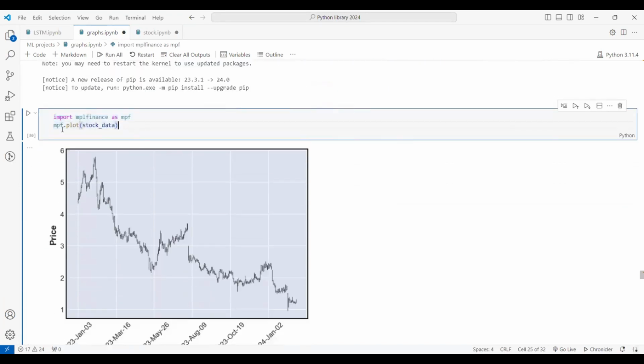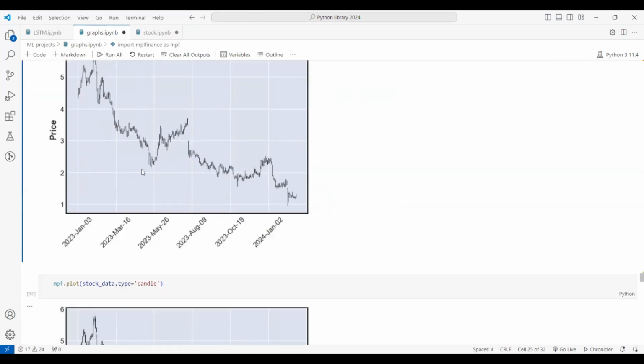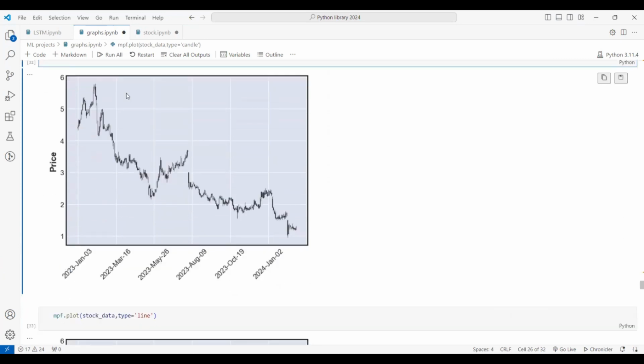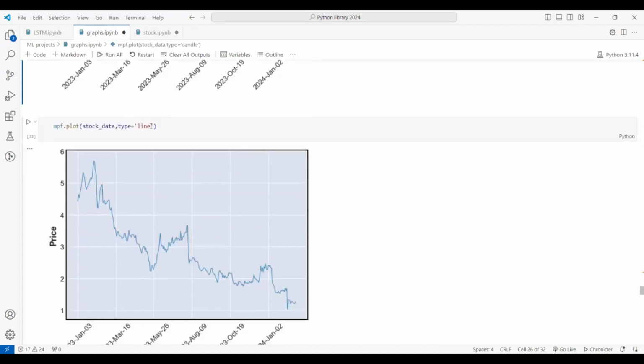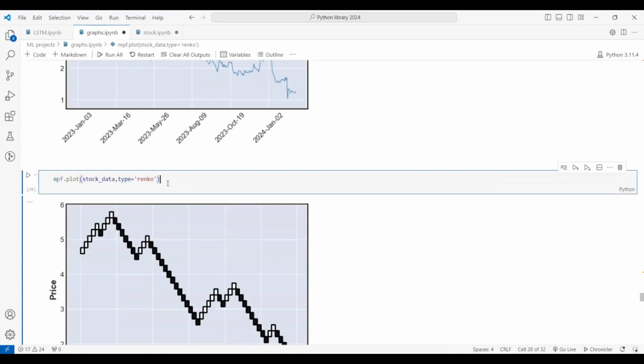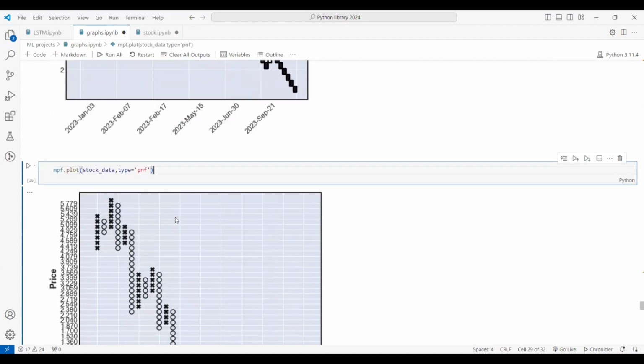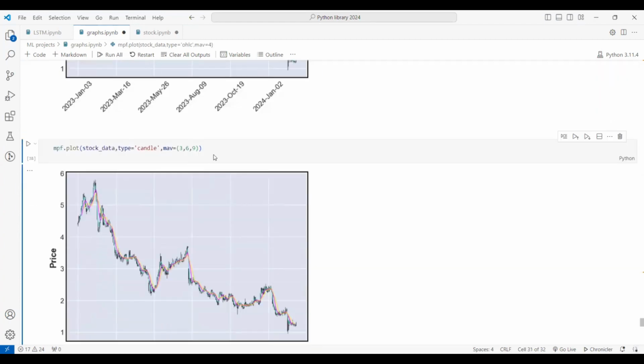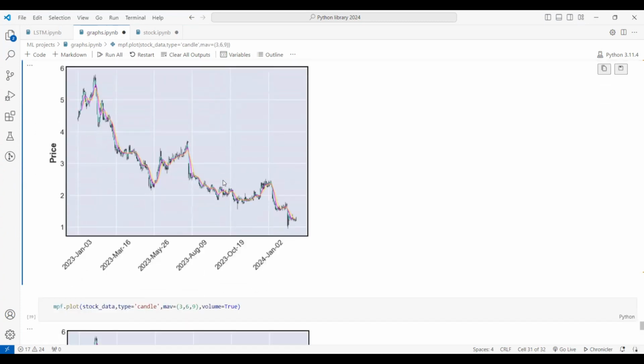So first I'm just plotting a normal graph, which is mpf.plot. The data is stock_data. Then I have to define the type, which type of plot you want. At this time, I'm requesting the candle, then the line plot, Renko plot, PNF plot, and OHLC plot. Then we have the candle plot again with different parameters, which is 369.